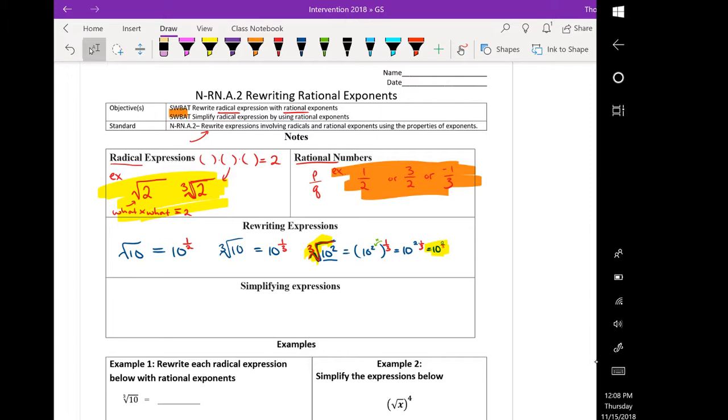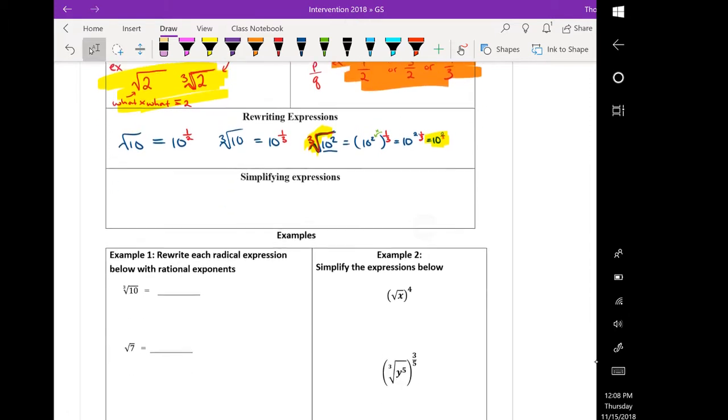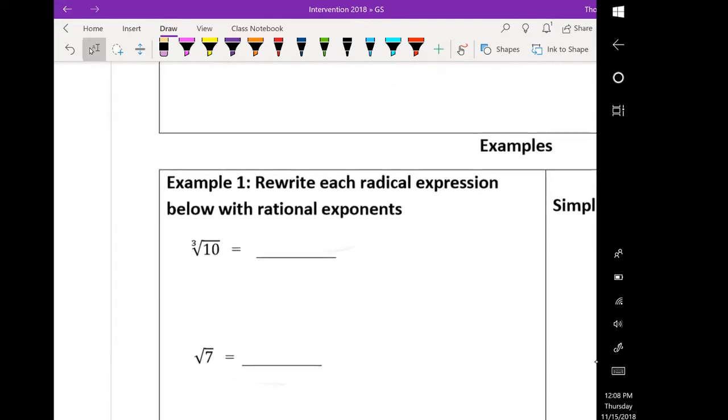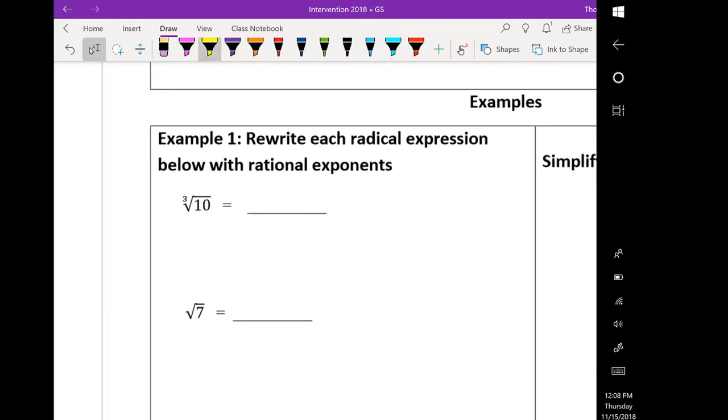And then sometimes we'll work with simplifying them. So let's look at these two examples down here before we move on. These deal with rewriting each of the radical expressions below with rational exponents. These should be pretty straightforward. If you'd like, right now, you should pause the video, try these out, write them down, and then restart the video and we'll walk through them together. We'll explain the steps as we go. So try that out right now and then come back.